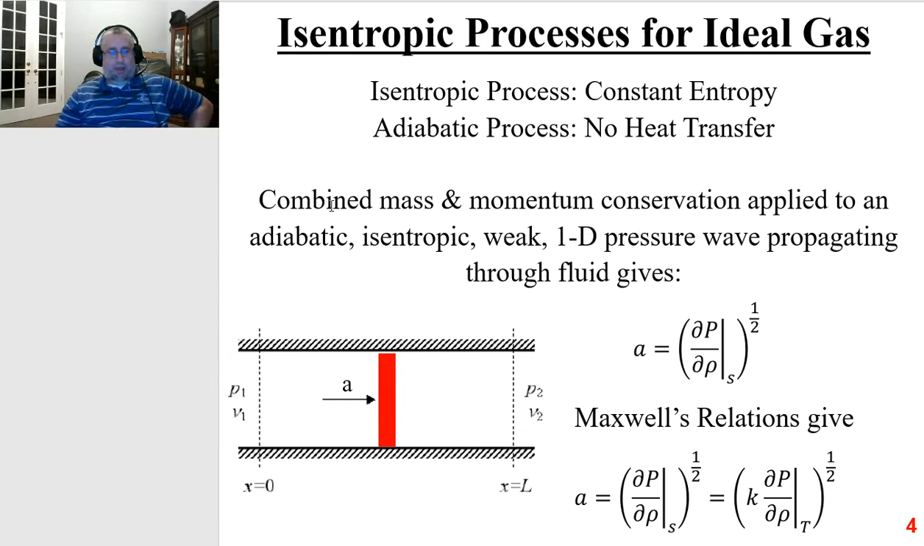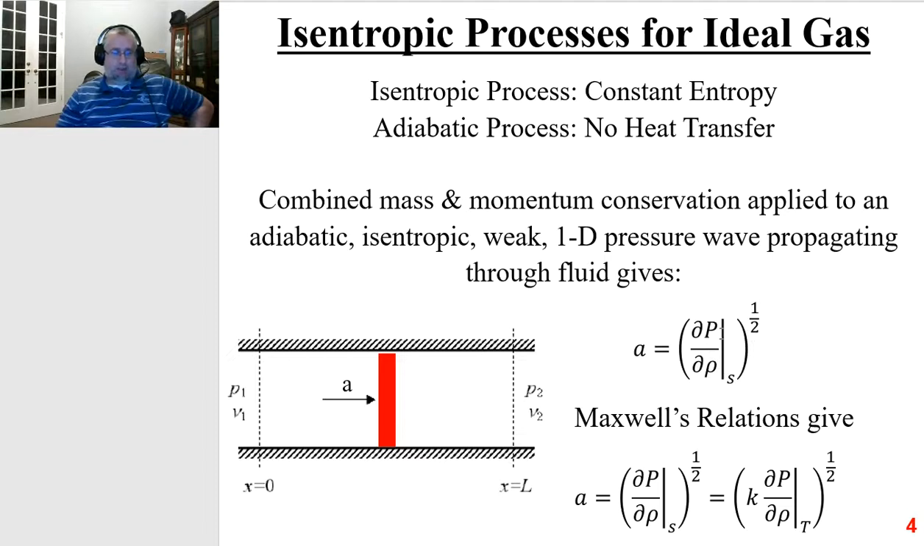And so by applying mass conservation and momentum conservation on a propagating wave in the fluid with all of these built-in assumptions, we come to the conclusion that the speed of sound, which is also the speed of that wave's propagation through the fluid, is equal to the partial derivative of P with respect to the partial derivative of rho, pressure versus density, at constant entropy, all raised to the 1/2 power.